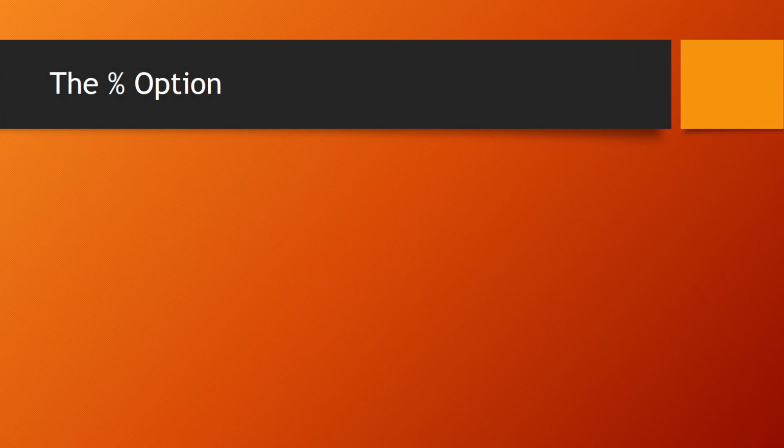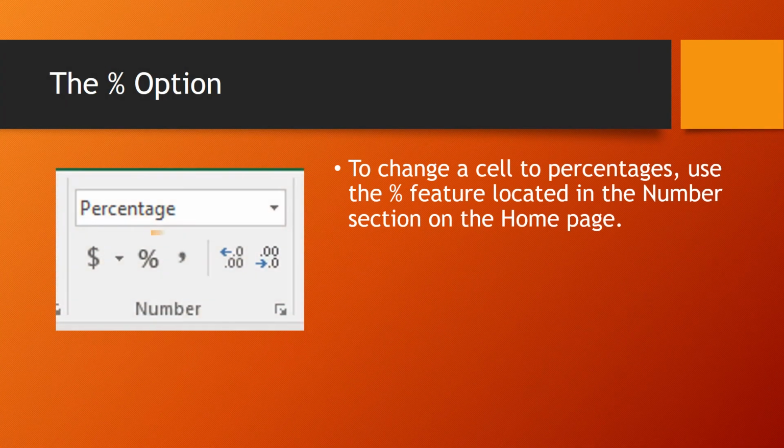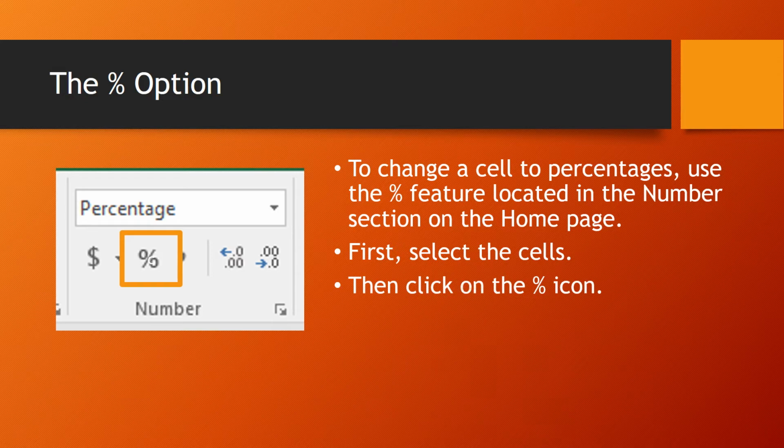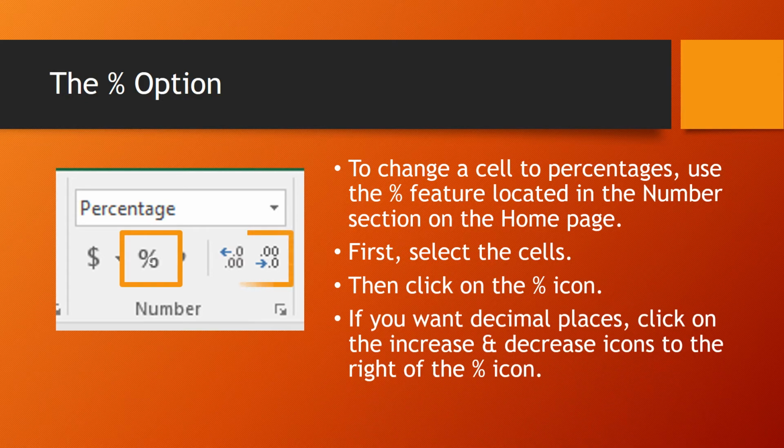The percentage option. To change a cell to percentages, use the percentage feature located in the number section on the home page. First, select the cells. Then click on the percentage icon. If you want decimal places, you can use the increase and decrease icons to the right of the percentage icon.